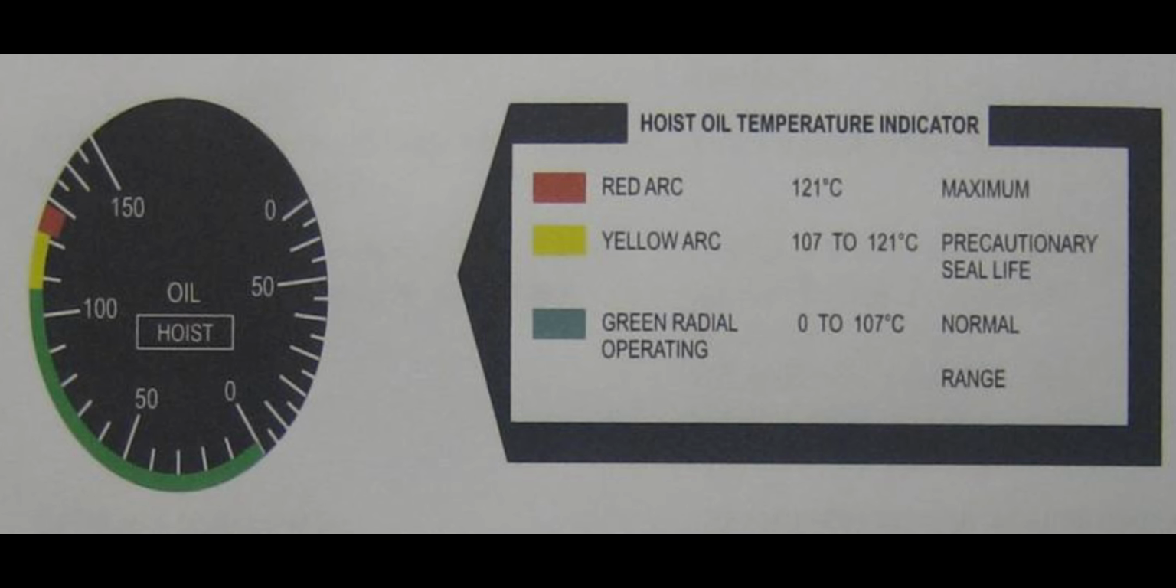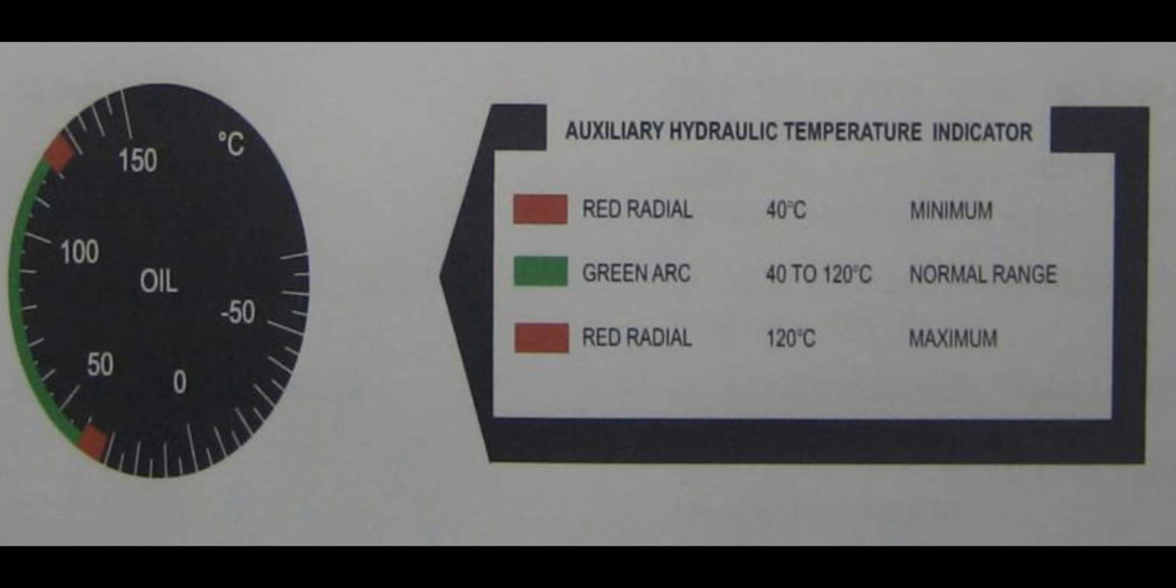Hoist oil temperature indicator. Maximum 121 degrees Celsius, red radial line. Precautionary range 107 degrees Celsius to 120 degrees Celsius, yellow arc. Normal operating range 0 degrees Celsius to 107 degrees Celsius, green arc. Auxiliary hydraulic temperature indicator, if installed. Maximum 120 degrees Celsius, red radial line. Normal range 40 degrees Celsius to 120 degrees Celsius, green arc. Minimum 40 degrees Celsius, red radial line.